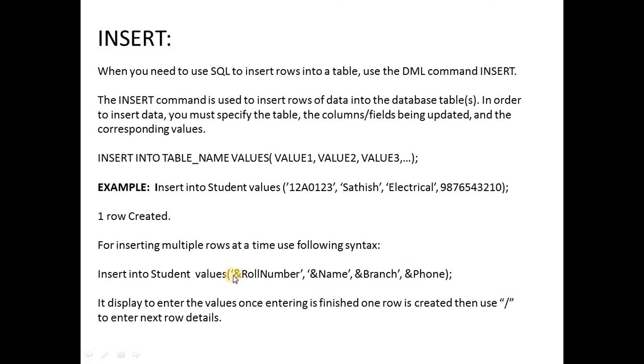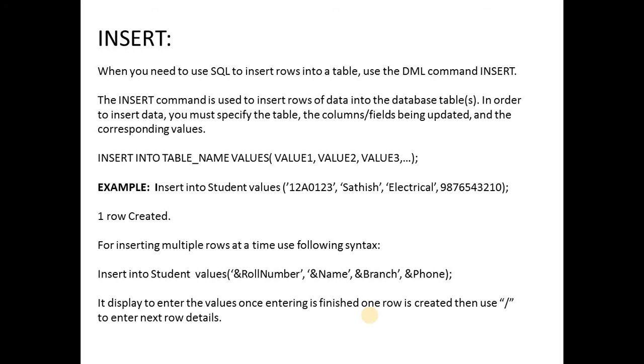Can you see here, right? There are some single quotes. If it is a character, if it is a string, then you need to give it in single quotes. If it is a number, then no need. So same here also. Once you display like this, it will ask you to enter the values, and once you finish entering all the values, it will say that one row is created.